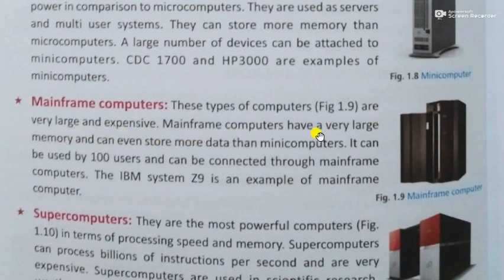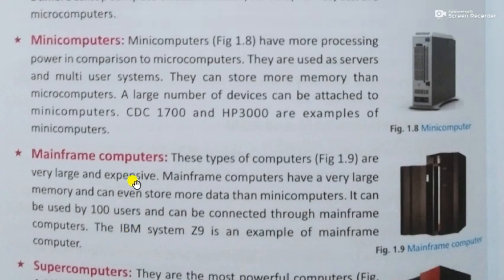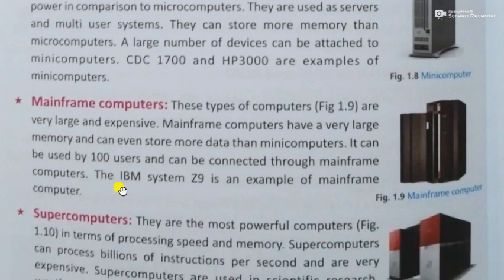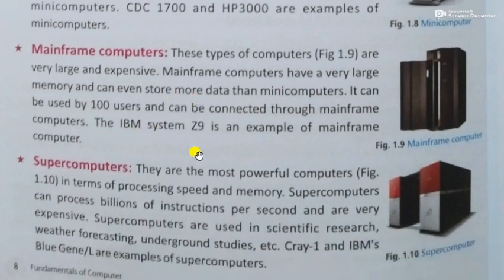Many mainframe computers have a large memory and can even store more data than mini computers. It can be used by 100 users and can be connected through mainframe computers. The IBM System Z9 is an example of a mainframe. This is a little more advanced than the mini computers. Here we can connect 100 users at a time, and this is also very huge in storing data.